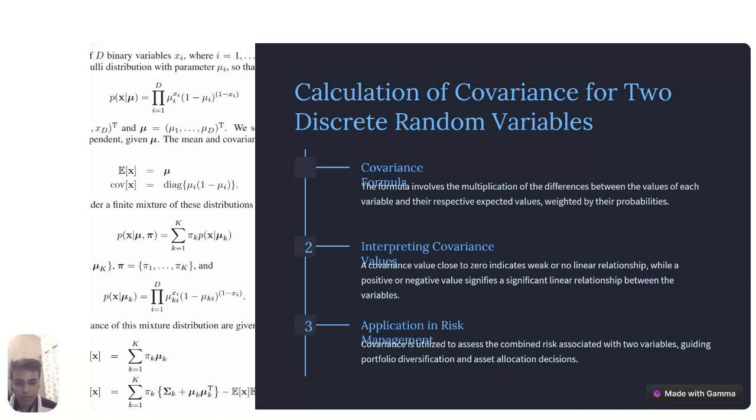Interpreting covariance value: a covariance value close to zero indicates weak or no linear relationship, while a positive or negative value signifies a significant linear relationship between the variables. Application in risk management: covariance is utilized to assess the combined risk associated with two variables, guiding portfolio diversification and asset allocation decisions.